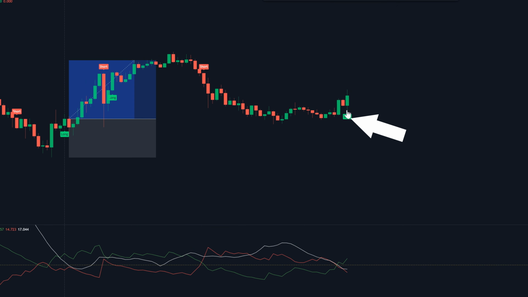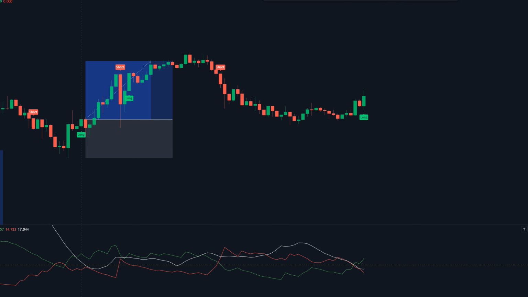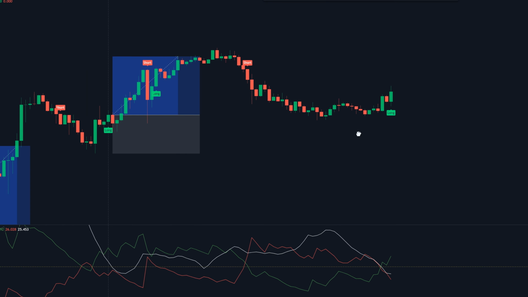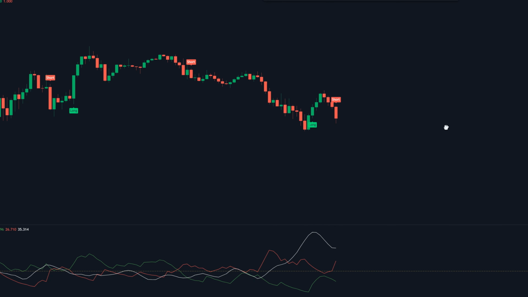This one, however, was not valid because despite the green line being above the red line, we can see that the white ADX line was not above the yellow line. So we will not enter a long position. Now, what are the conditions for a short trade? Well, let me show you.